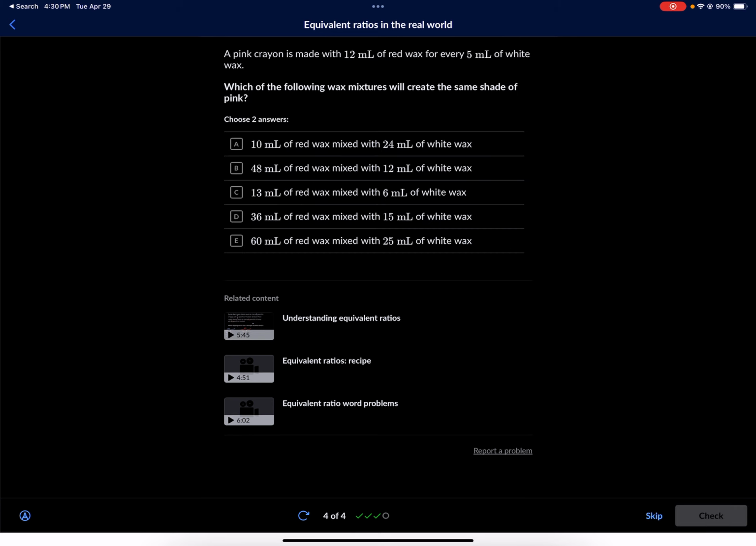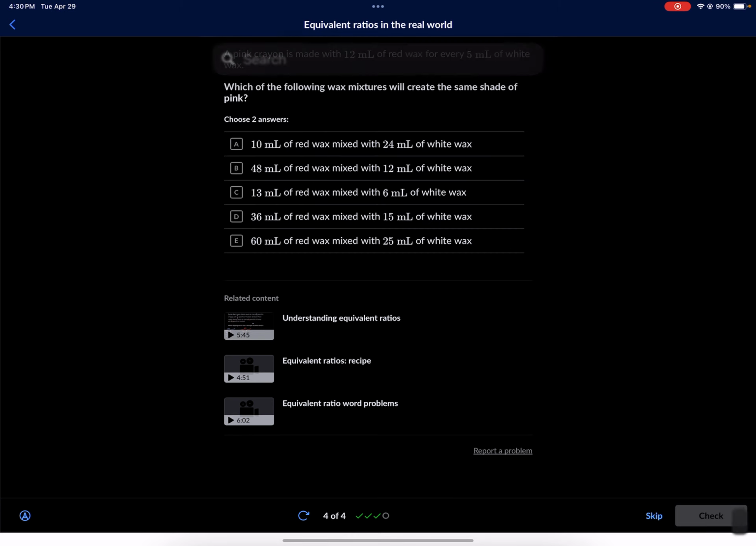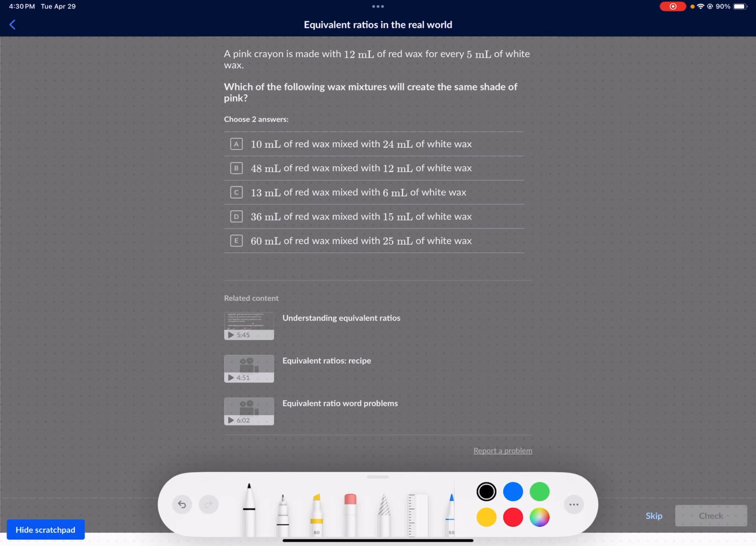Okay, next problem. A pink crayon is made with 12 milliliters of red wax for every 5 milliliters of white wax. Which of the following wax mixtures will create the same shade of pink? So let's see here. We have red wax with white wax. So we have 12 red wax, and we have 5 white wax.